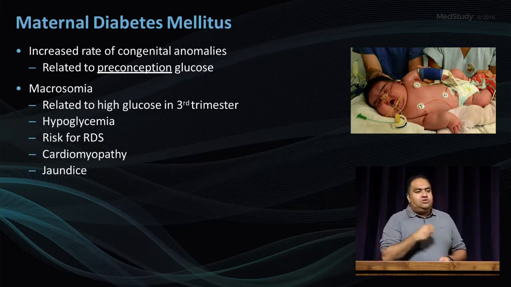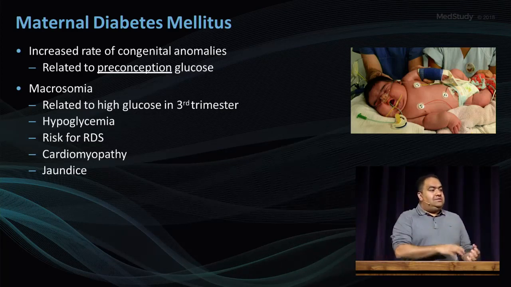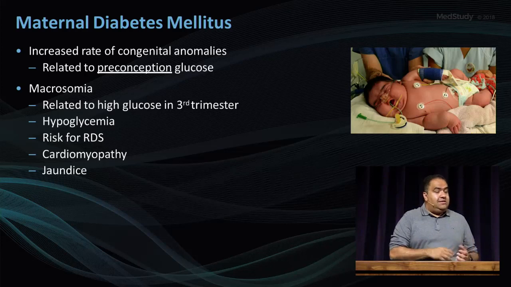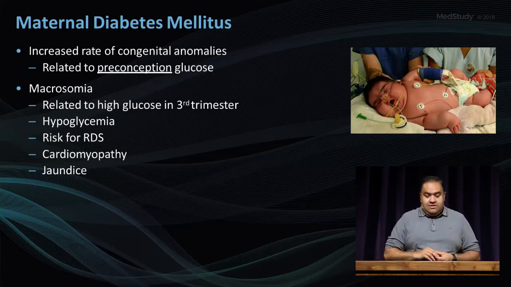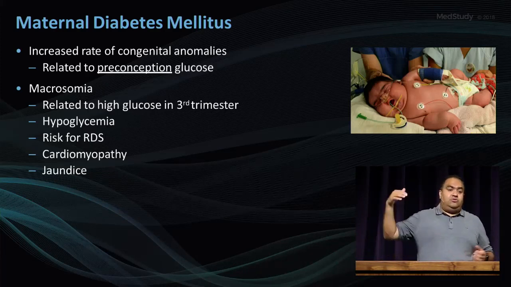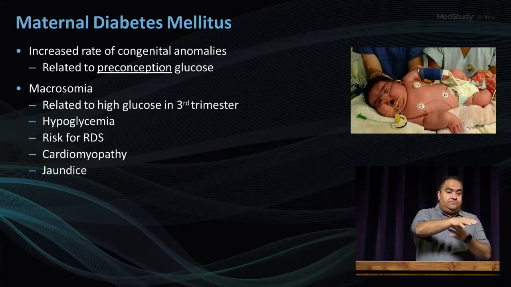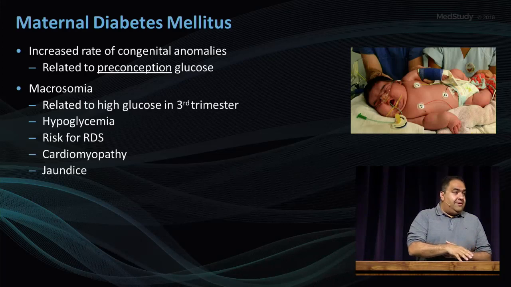So how well controlled the mom was prior to delivery or prior to pregnancy will determine how bad the glucose might be in the baby. So, issues with macrosomia, remember that, glucose transfers over through the umbilical cord from mom to baby, but mom's insulin doesn't transfer over.